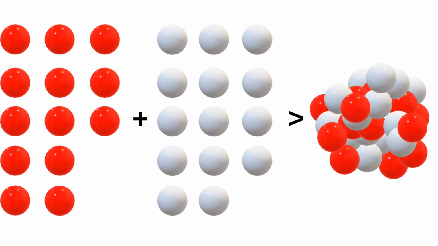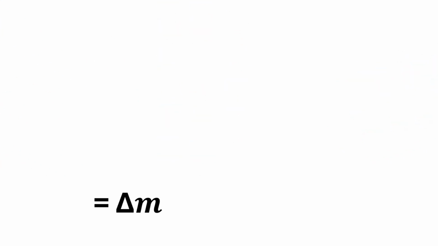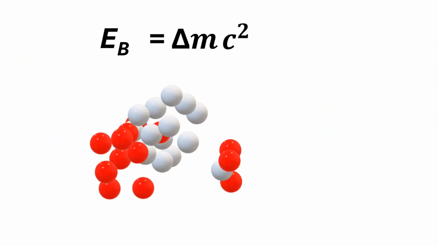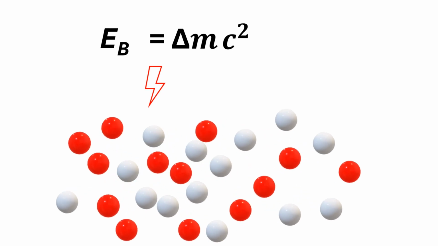The mass of the nucleus is less than the sum of the masses of individual nucleons. The difference, delta M, or mass defect, is convertible to the nuclear binding energy, delta M multiplied by c squared, which is the amount of energy required to break apart the nucleus.